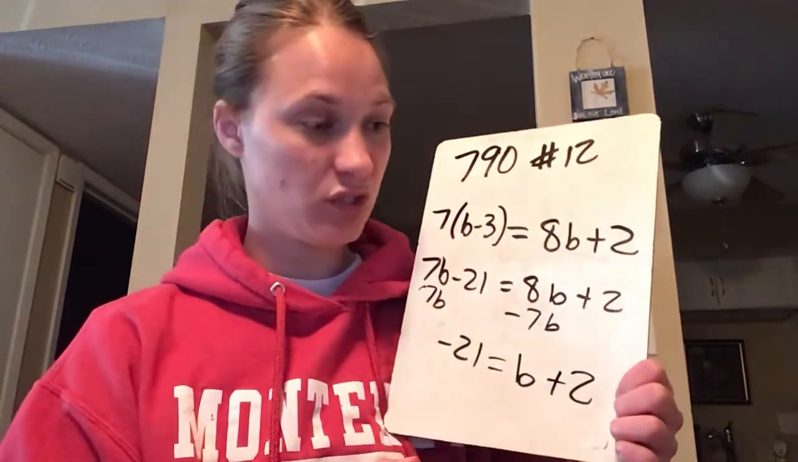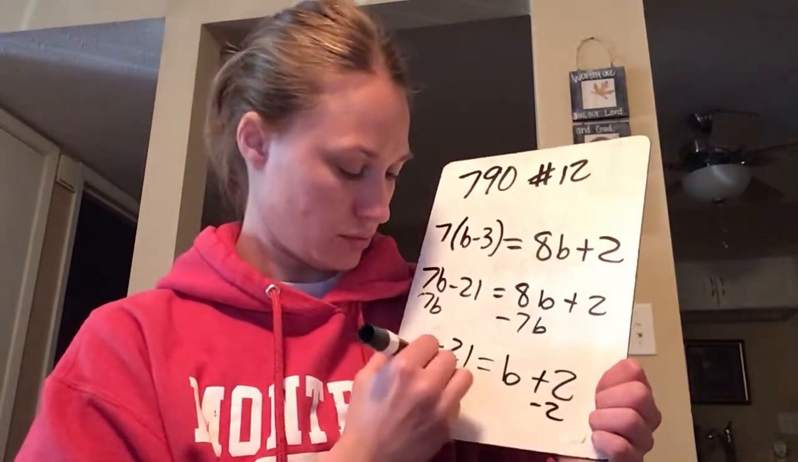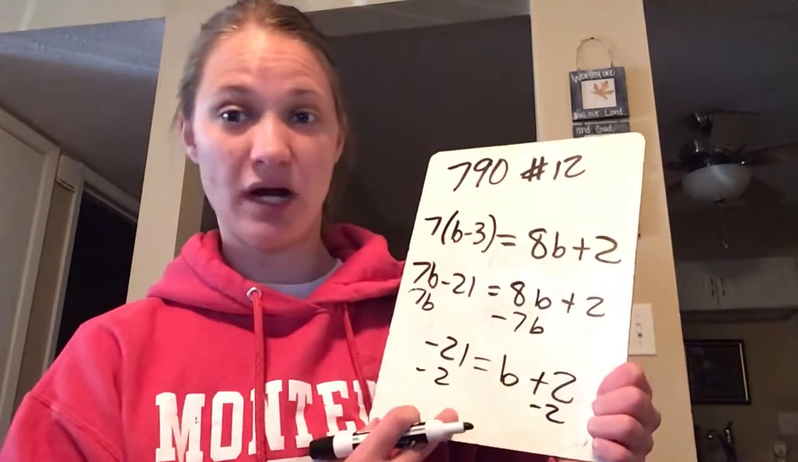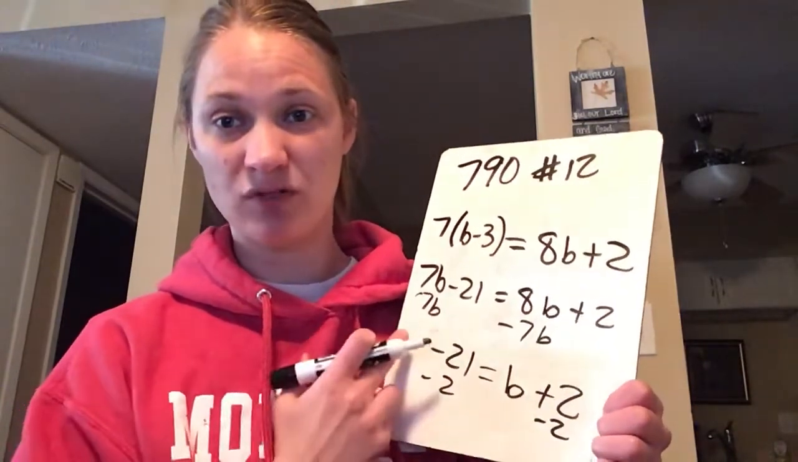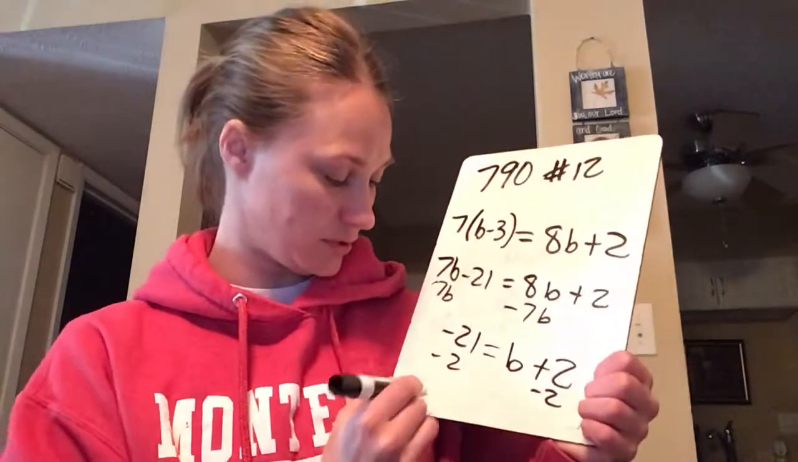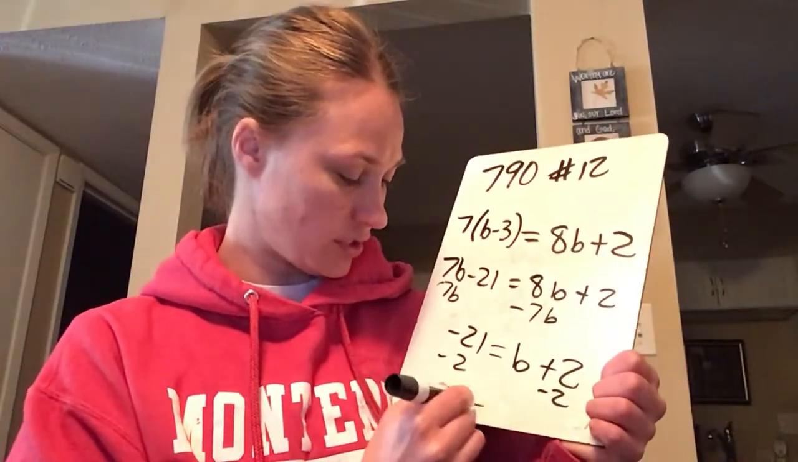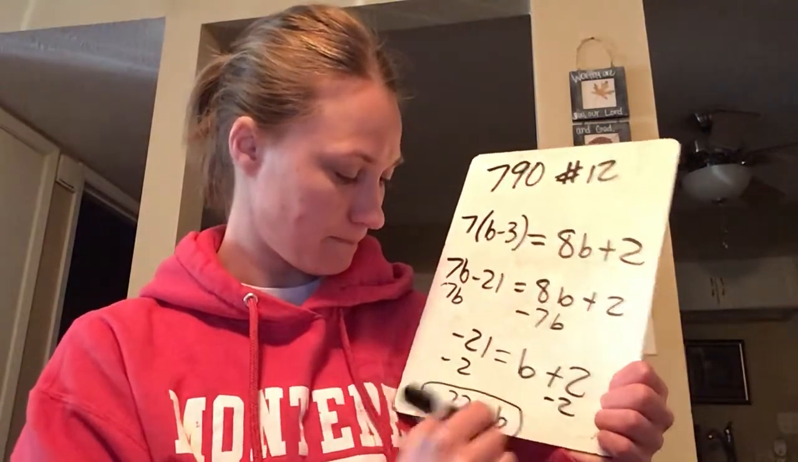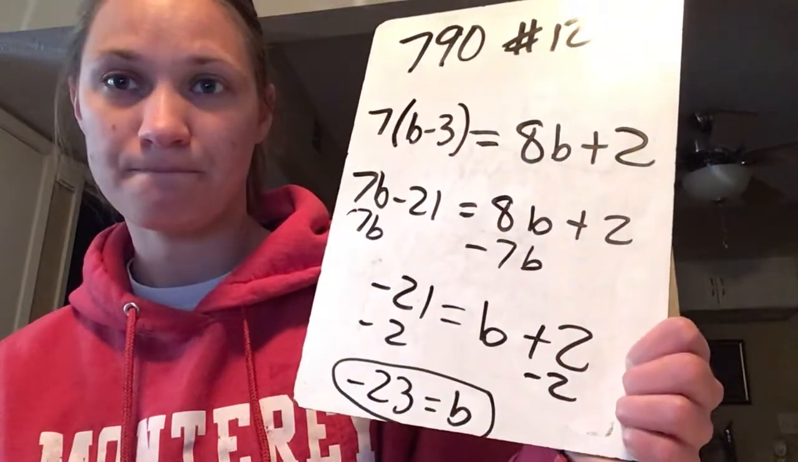That starts to become simple. I'm on minus 2. This is negative minus 2. You're going to have a problem if you didn't know that was negative. I think that's what you did, Dylan. But we're going to have negative 23 equals b. Okay? That's number 12.